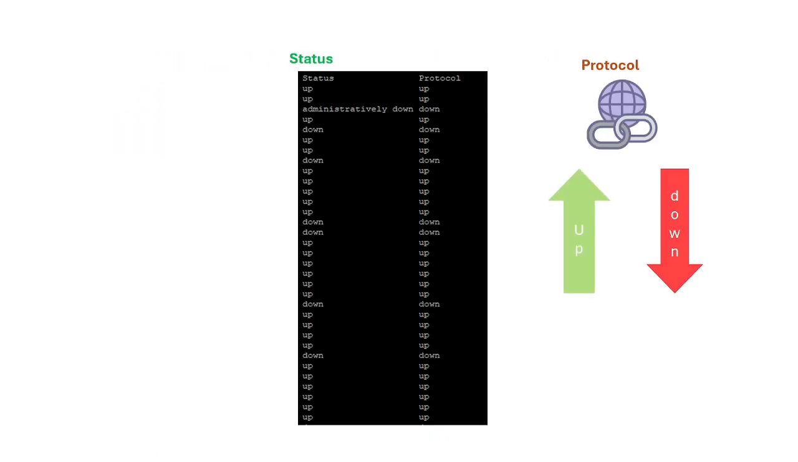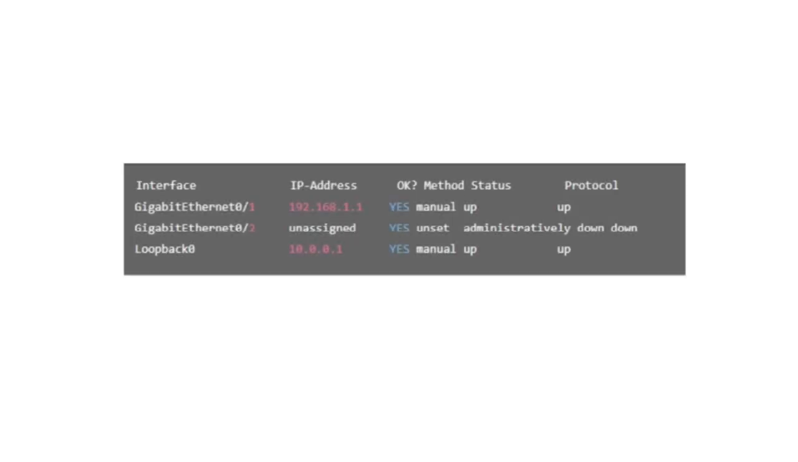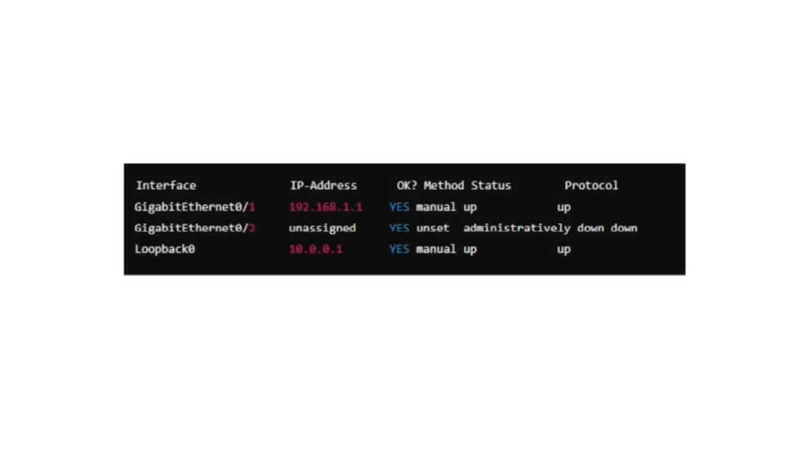Okay, let's now move on to the protocol column. And this again shows the data link layer status of the interface. Results can also be up or down, where up means the data link layer protocol is operational and that the interface is capable of sending and receiving data. Down means that the data link layer protocol is not operational, which indicates a potential issue with the configuration or physical connection.